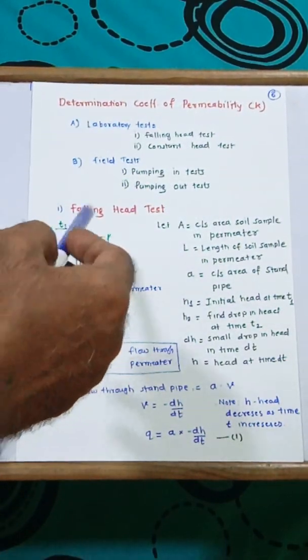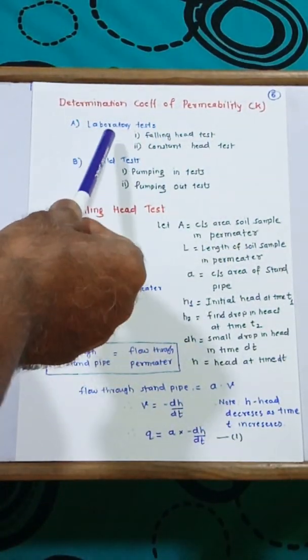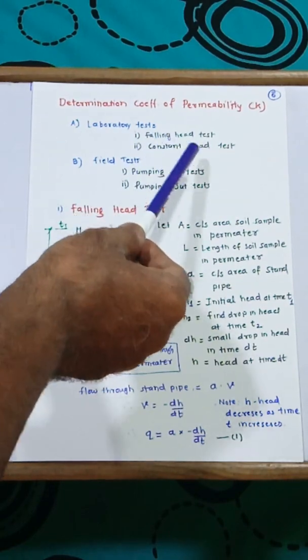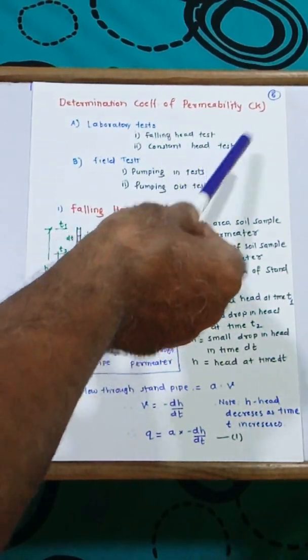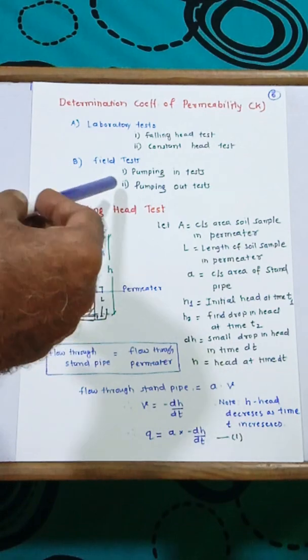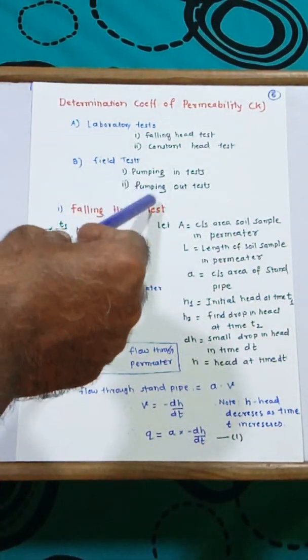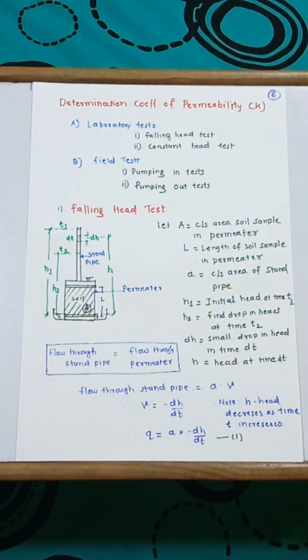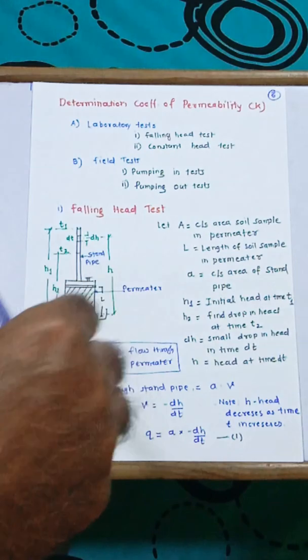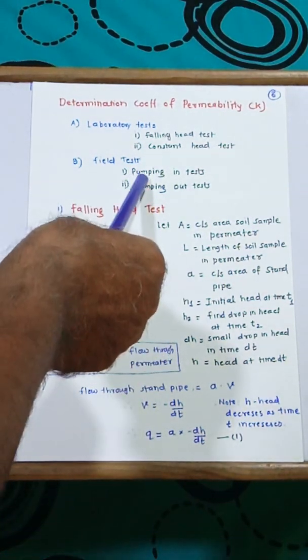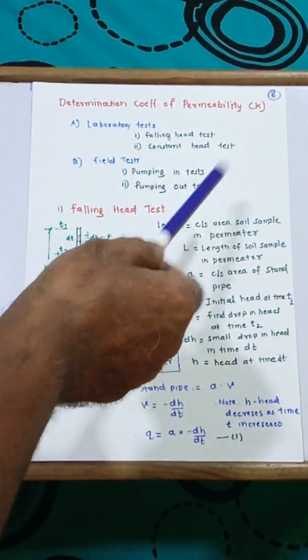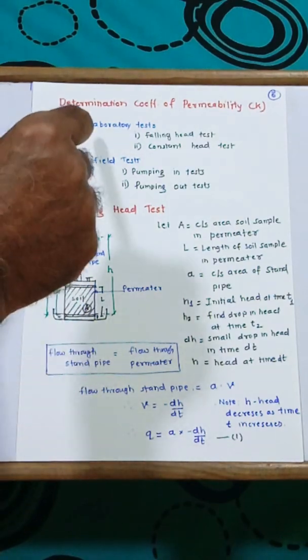The coefficient of permeability can be determined in the laboratory by the falling head test method or the constant head test. It can also be determined in the field. Many times it is also important to determine it in the field, because it is the actual value we get without any disturbance or other factor responsible for change in K, which can be by a pumping in test and pumping out test. So now we'll discuss the laboratory test.